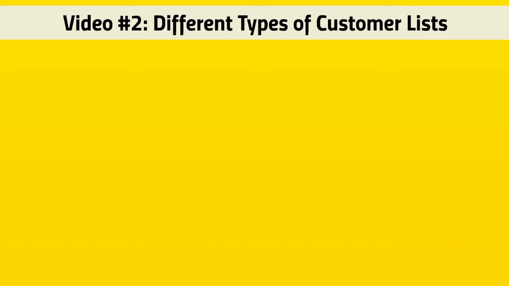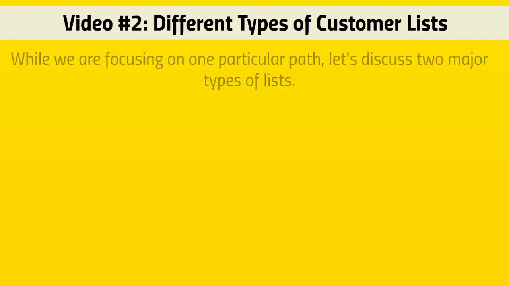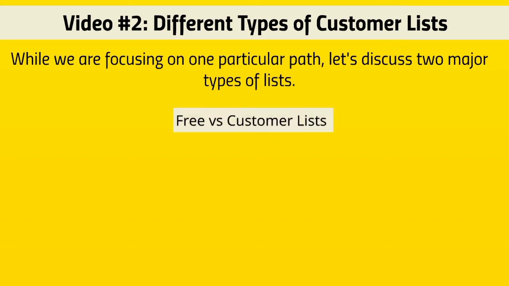Okay, so welcome back. This is video number 2, and we're going to talk about the 2 different types of customer lists. Now, while we're focusing on just one particular path, I really want to talk about 2 major types of lists, because I really want you to get into that mindset of understanding why there are 2 different lists and why we are really focusing on just one particular one.